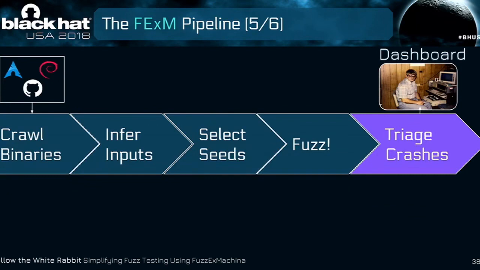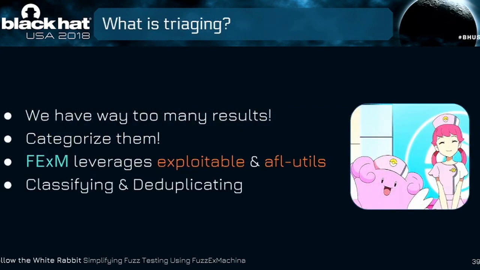Once we fuzzed, we hopefully got some crashes, but those crashes are not really structured. So we need to bring some structure to the unstructured fuzzing output. And this is basically the triaging step. In the triaging step, we do 2 things. We classify the crashes according to their severity, and we try to deduplicate crashes so that we are only left with unique crashes.